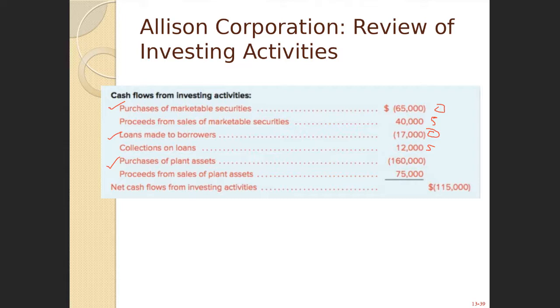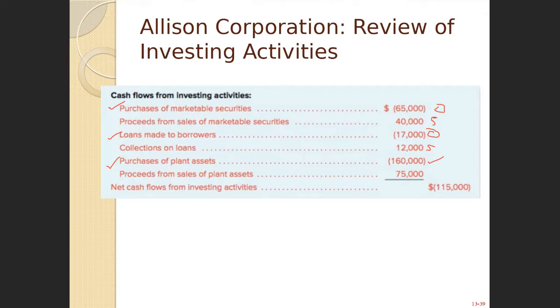What was the cash outflow from the purchases of plant assets? Remember, the corporation paid $160,000 cash for new plant assets. Okay, again, only cash here. We don't care that the value was $200,000.